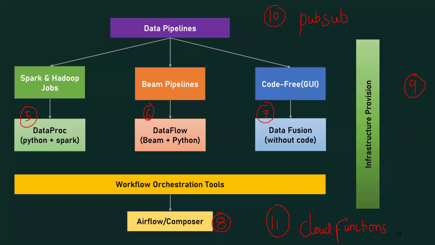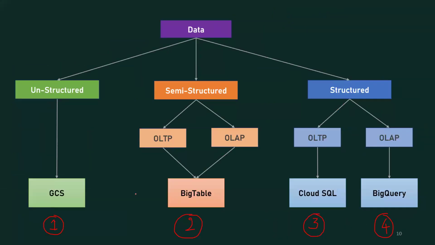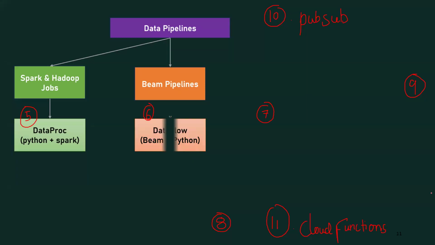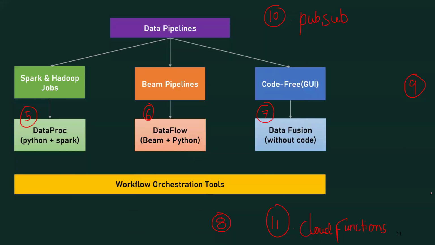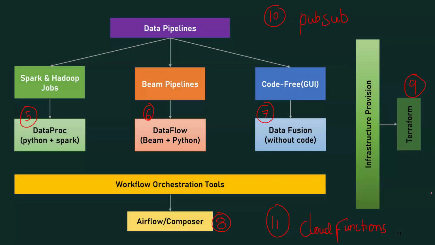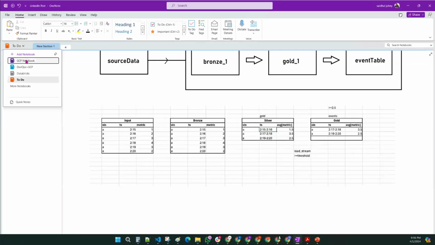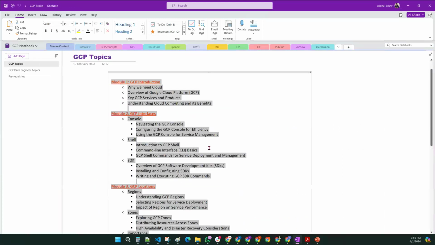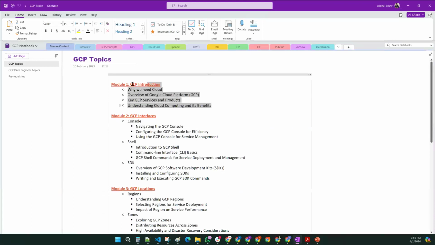So total 11 services are, if you can see here. One is GCS, Bigtable, Cloud SQL, Cloud BigQuery, and Spark and Hadoop, Dataproc, Dataflow, Data Fusion, Airflow, and Terraform, PubSub and Cloud Functions. Sir, I wanted to see the in-depth curriculum, topic-wise description of each and every module.